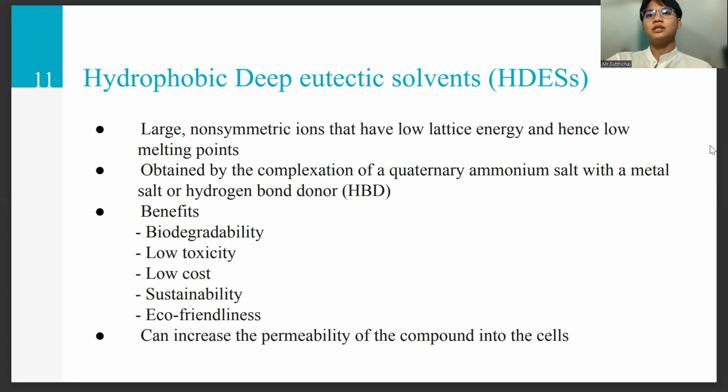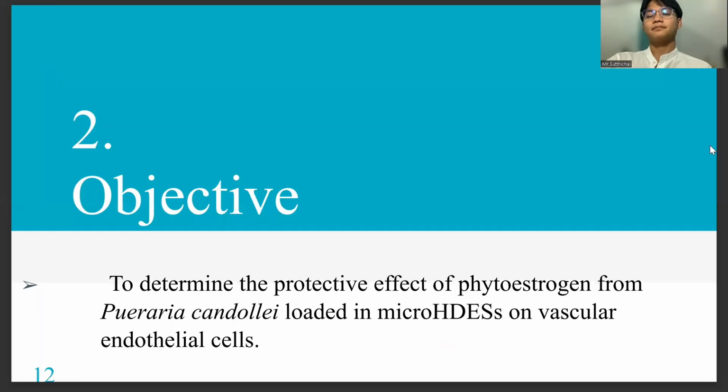Naturally, the deep eutectic solvents in the chloride form are being studied as ionic liquid. The objective is to determine the protective effects of phytoestrogen from Pandorea candere loaded in micro hydrophobic deep eutectic solvents on vascular endothelial cells.